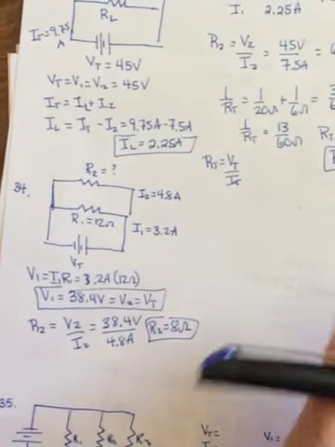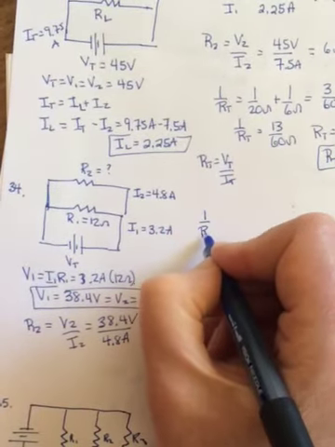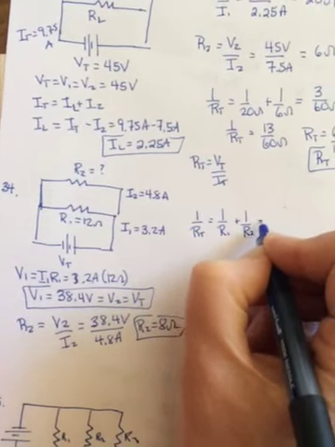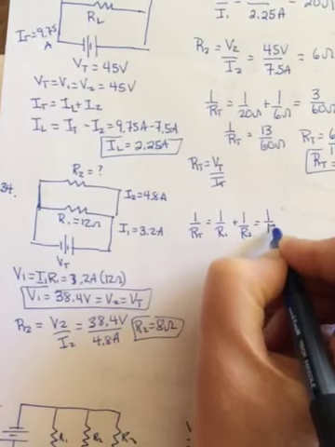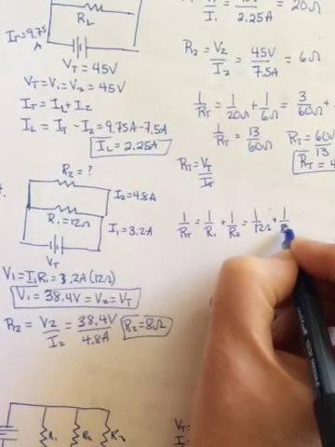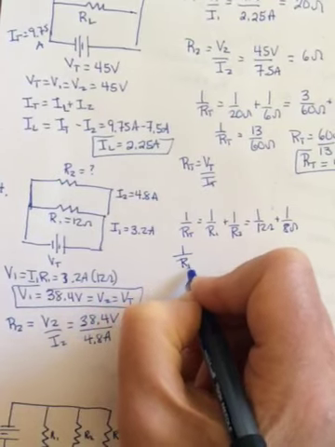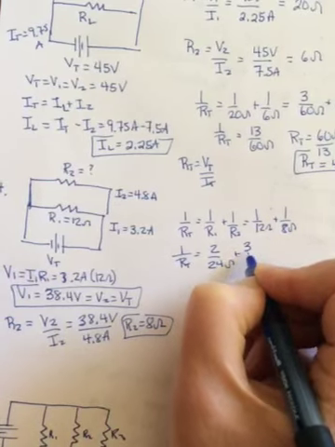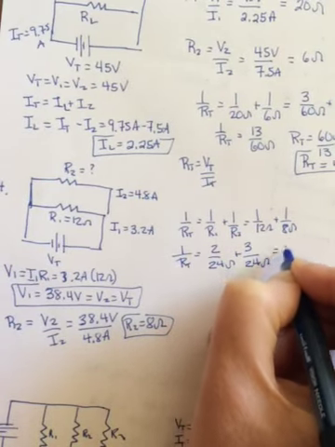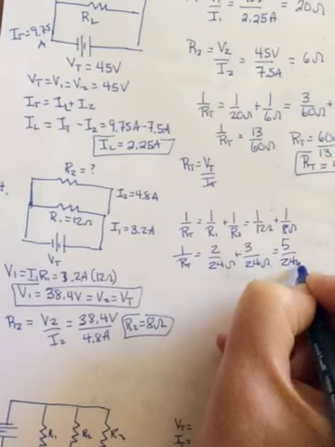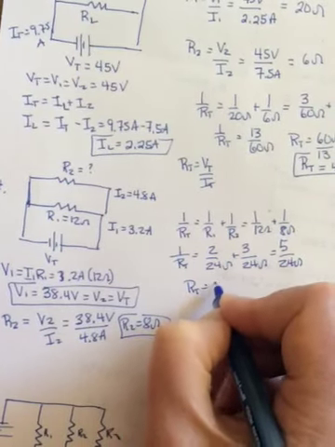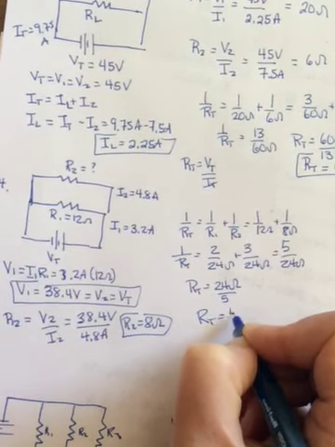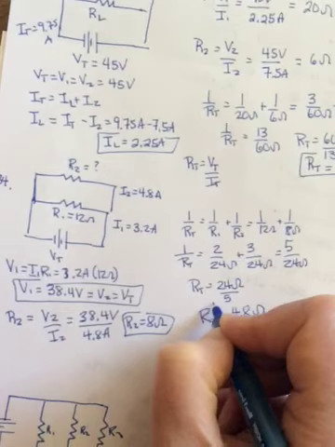Then the question wants to know what's R total, so you could do 1 over R total is equal to 1 over R1 plus 1 over R2, which is 1 over 12 ohms plus 1 over 8 ohms. Common denominator would be 24. So 2 over 24 ohms plus 3 over 24 ohms is equal to 5 over 24 ohms. So R total is equal to 24 ohms divided by 5. So R total is equal to 4.8 ohms.